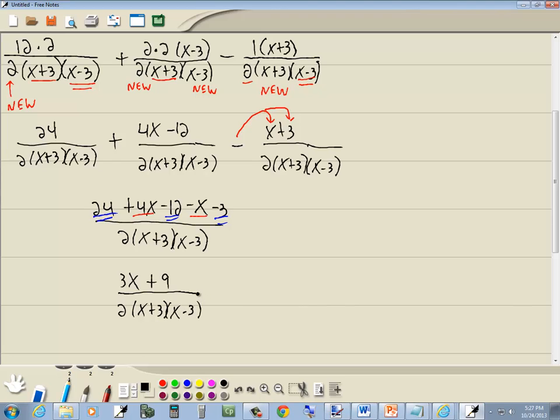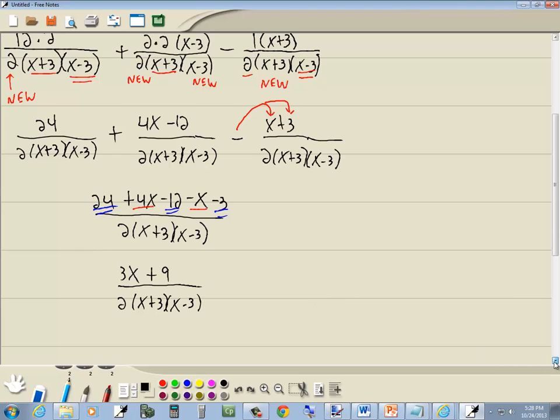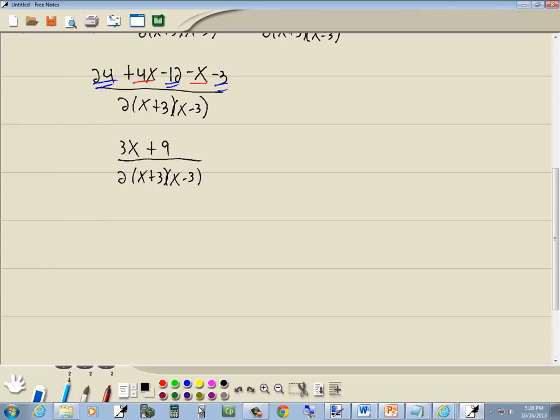Okay, next step. Factor the top, factor the bottom. The bottom's already factored, but the top part would be GCF, because they're both divisible by 3. So I can factor a 3 out, and that gives me x plus 3.